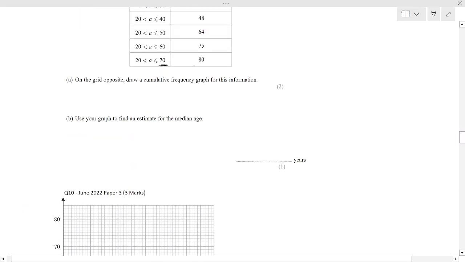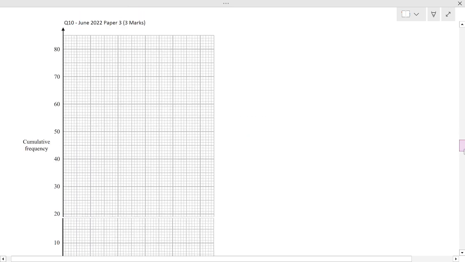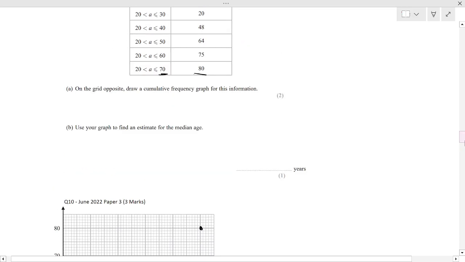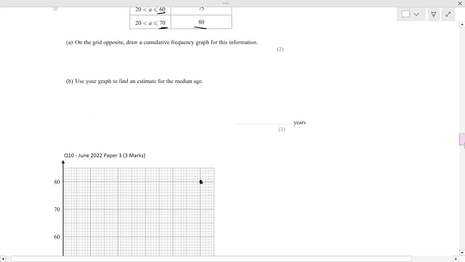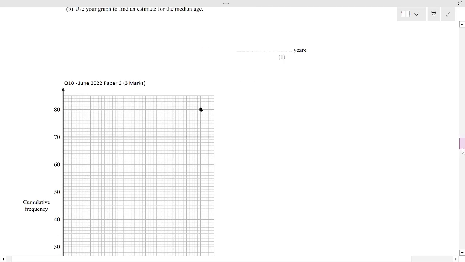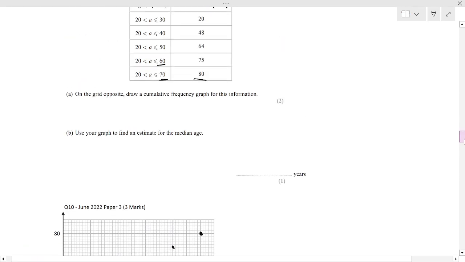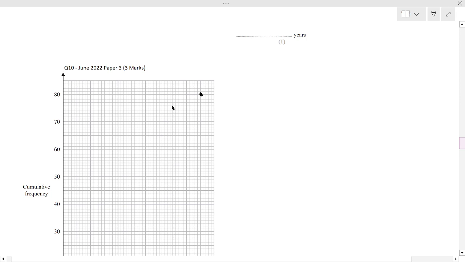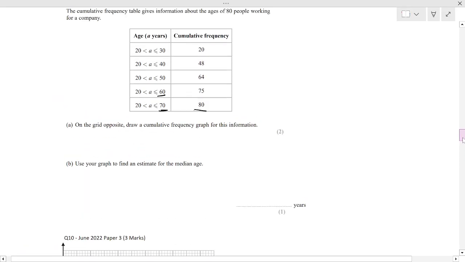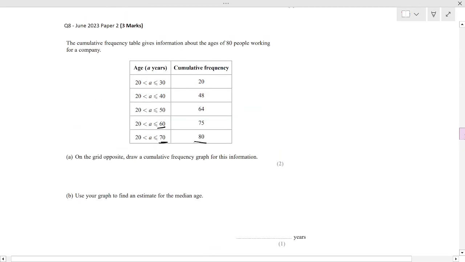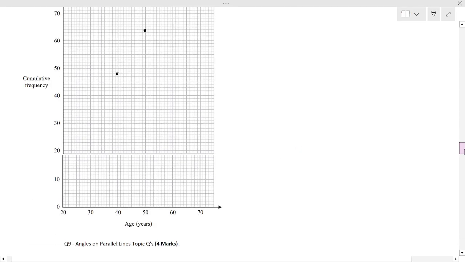So first we're going to plot at 70, and the frequency will be 80. So 70, 80 would be here. Then the next part will be 60, and then we need to plot 75. So 60 would be on this line here, and then 75 would be there. And then we want 50 as 64. So 50 would be on this line here, and 64 would be there. Then 40 would be 48, so that would be here. And then the last one, 30, would be 20 for the frequency. Okay, cool.